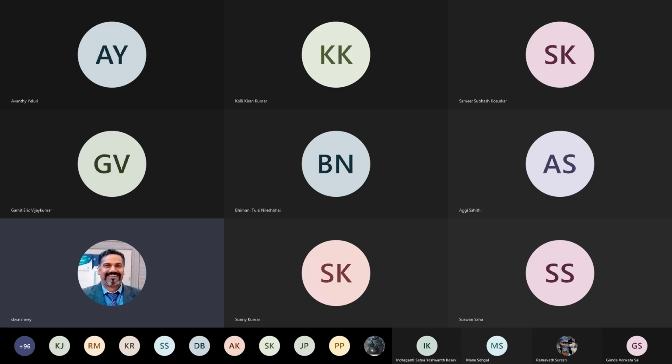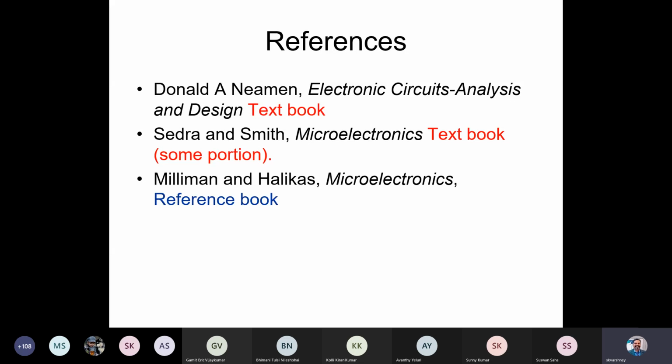So for this BJT, we're going to follow Donald and Neamen, but maybe some portion might be from Sedra and Smith. As we progress further, for example the current derivation, we can look at Sedra and Smith for some portion. I can share the scan copy of those pages, maybe just as a photo. It's only 2 or 3 pages.